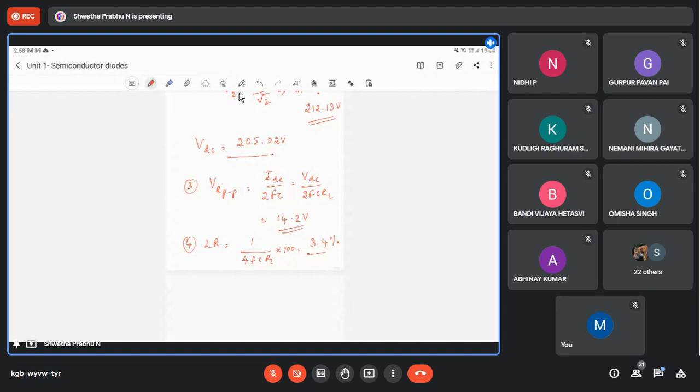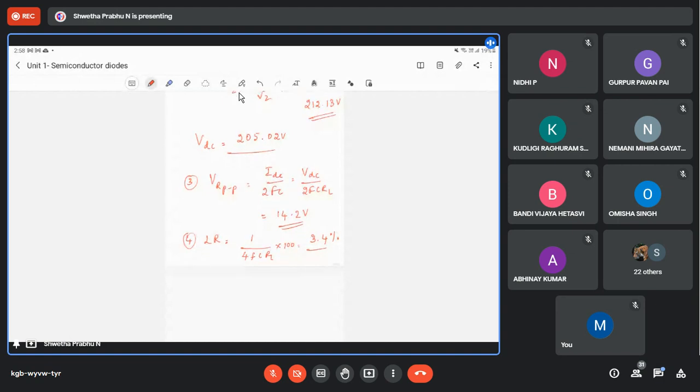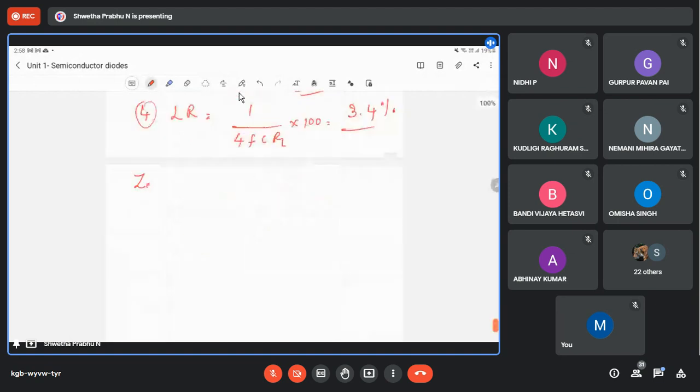So we will wind up. Next class I shall start with the next topic, that is the Zener diode. Please go through the concepts behind the Zener diode and its basic working principle before coming to the class, so that it will be easy for you.